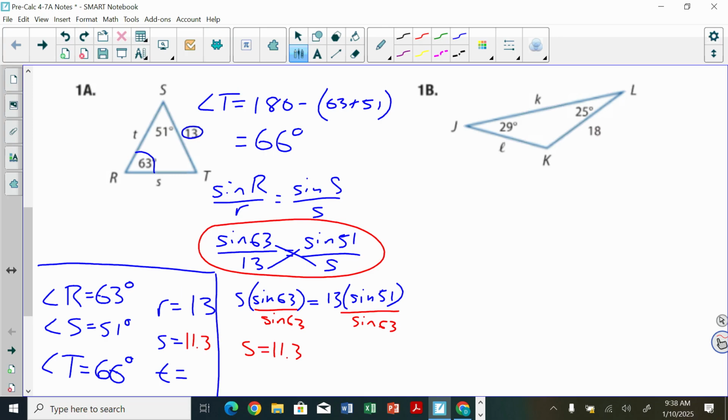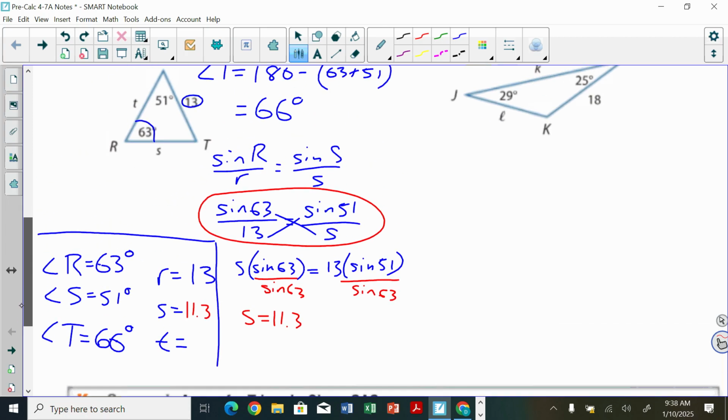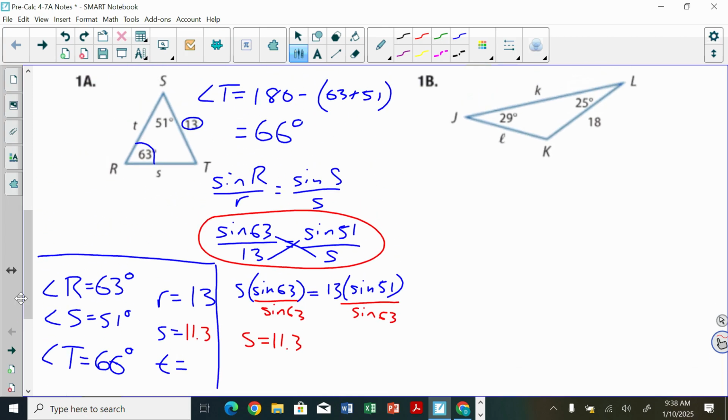All right, for T, it's the same basic idea. For T, I'm going to go sine, and I'm going to use R again because why not? So I can go sine of R over R equals the sine of T over T. I could use S now if I wanted to because I have all of that information, but why not just keep going here? So sine of 63 over 13.